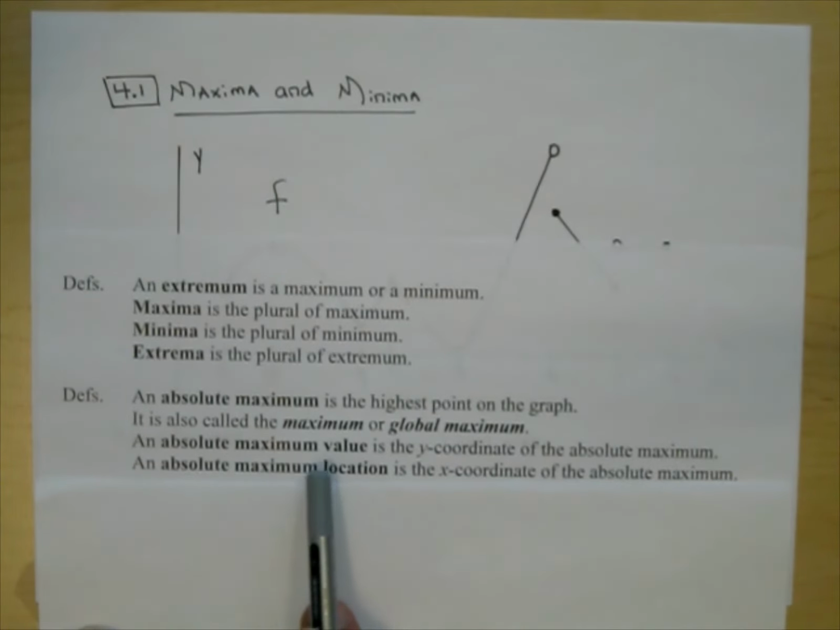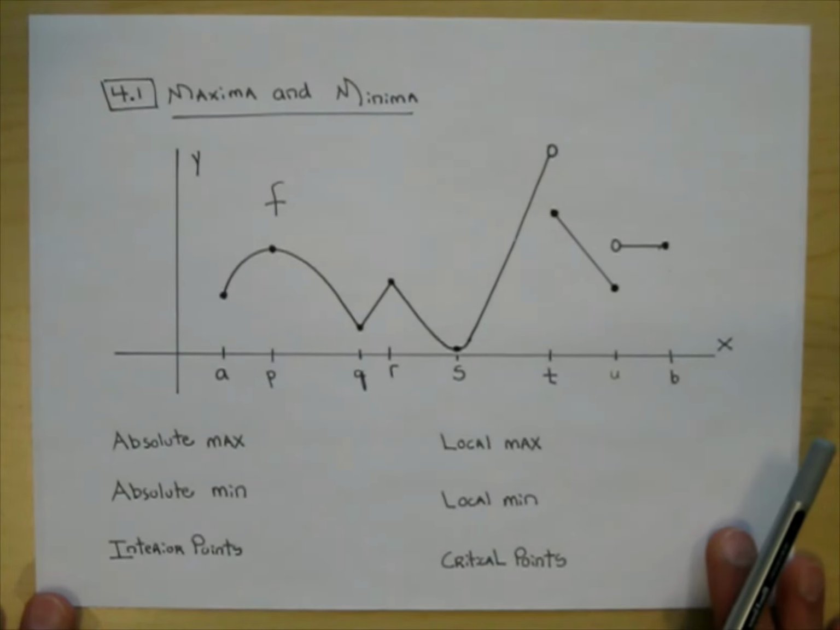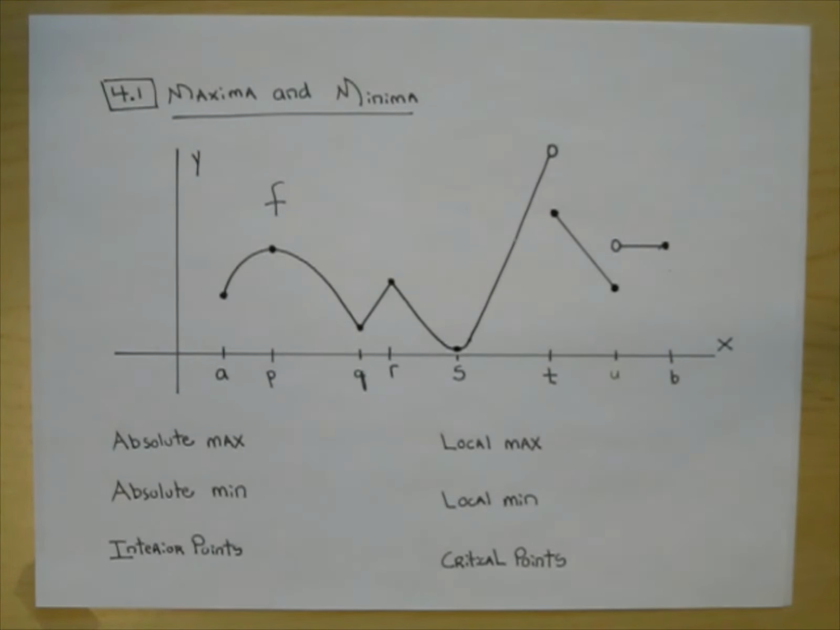An absolute maximum value is the y-coordinate of the absolute maximum. An absolute maximum location is the x-coordinate of the absolute maximum. So that is what an absolute maximum is. Let's go ahead and take a look at this graph to see if we can find an absolute maximum. It really just means the highest point.